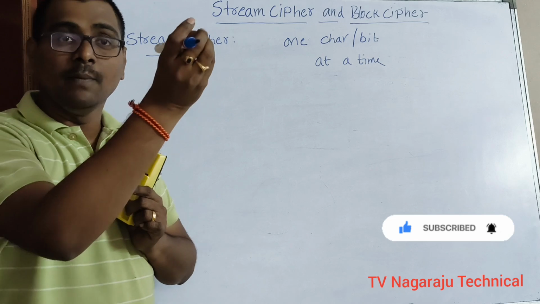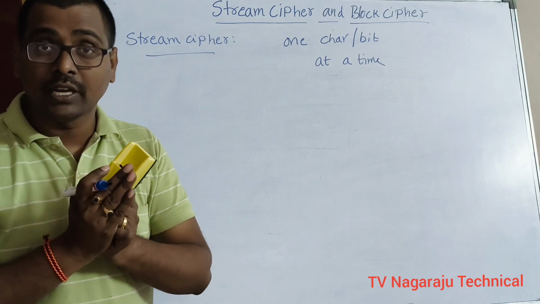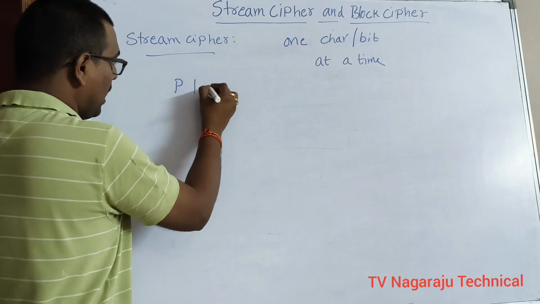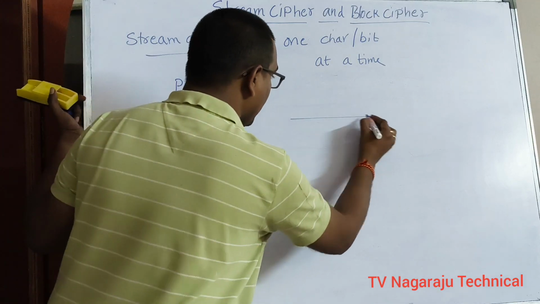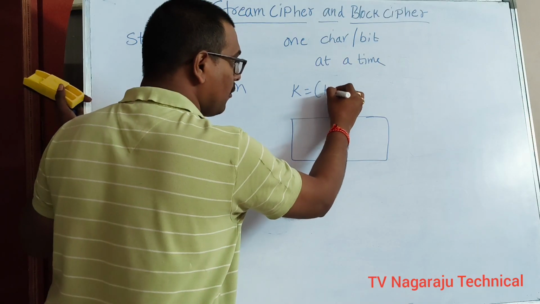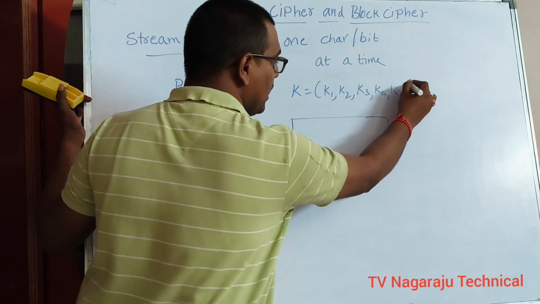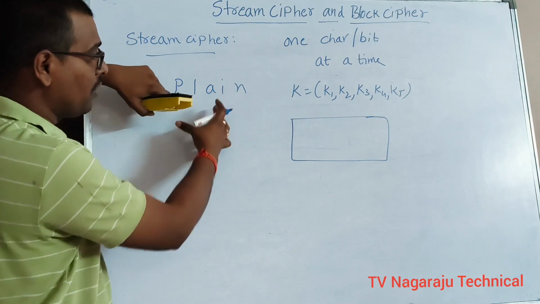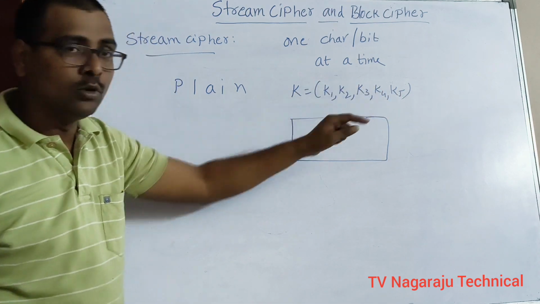Suppose we have a stream of plain text, a stream of keys and a stream of cipher text. How are we doing this operation? Assume I have some plain text message. This is my plain text message and this is my encryption algorithm. I have a stream of keys, K1, K2, K3, K4, K5. Generally here we assume the plain text size is 5 bits, so I am using 5 keys. This is not at all compulsory.